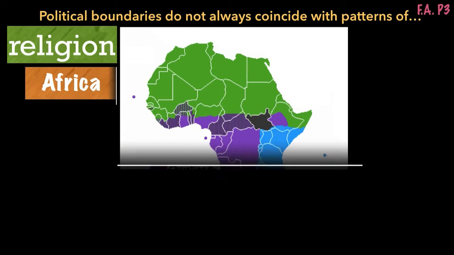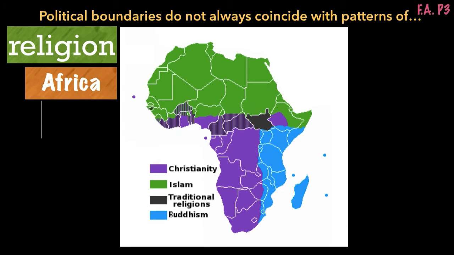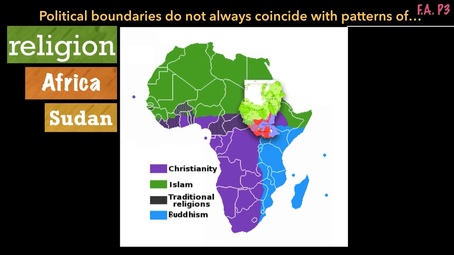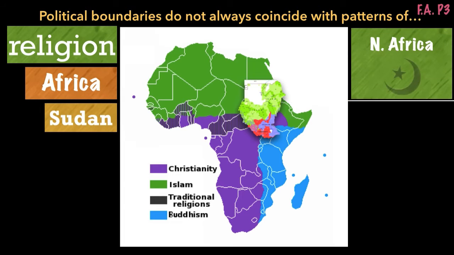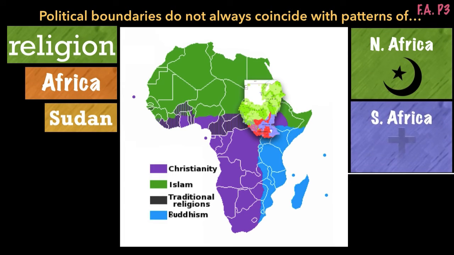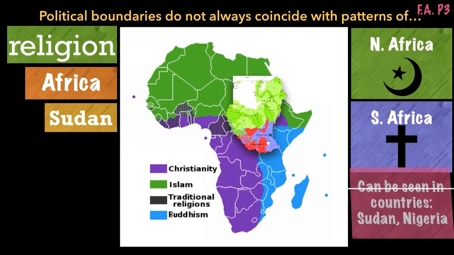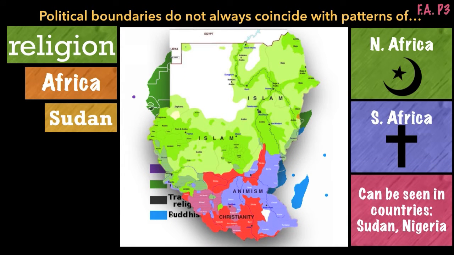Political boundaries do not always coincide with patterns of religion. This can be seen in Africa. In countries such as Sudan and Nigeria, Northern Africa is mostly Muslim, and Southern Africa is populated by Christians. For example, as you can see in Sudan, Islam is very heavy in the north, and Christianity is much more popular in the south. However, you can also see that traditional religion is still practiced since there is animism currently on the map.